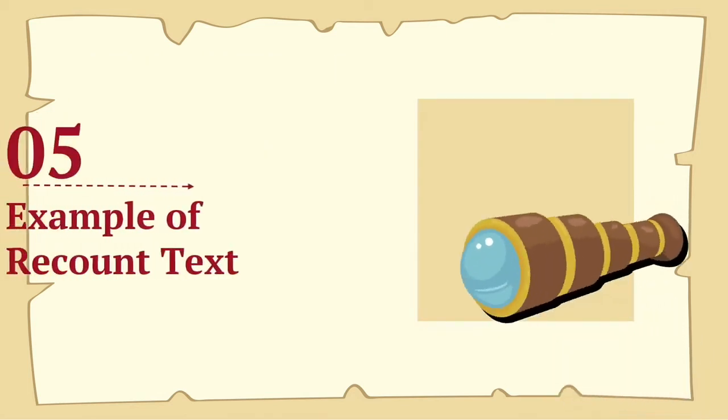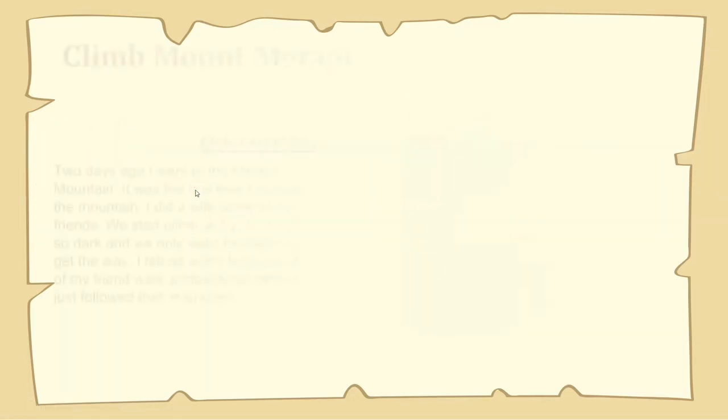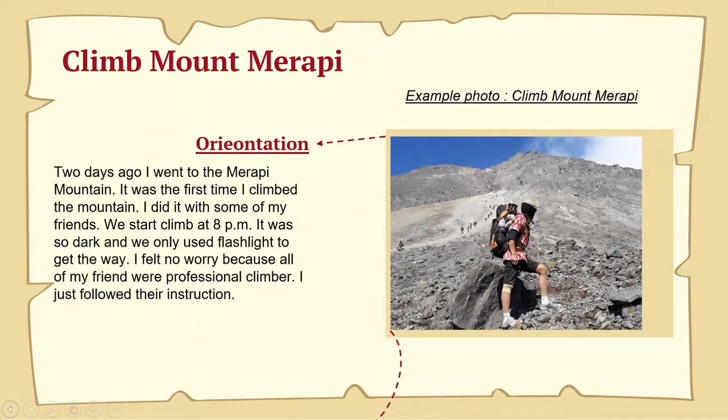Let me introduce myself. My name is Vidya Dewi from Class 10, Science 3. Well, I will give an example of a recount. Here's an example. Climb Mount Merapi. Orientation. Two days ago, I went to Mount Merapi. It was the first time I climbed the mountain. I went with some of my friends.